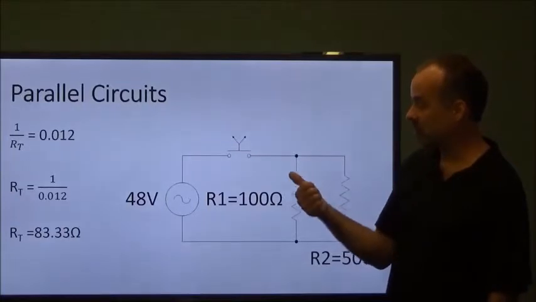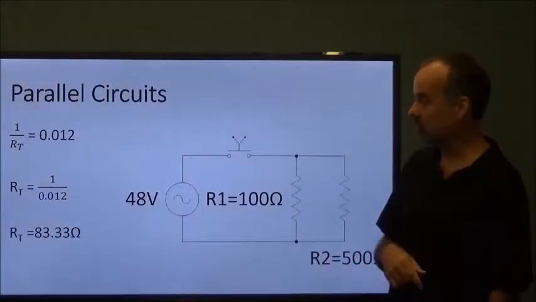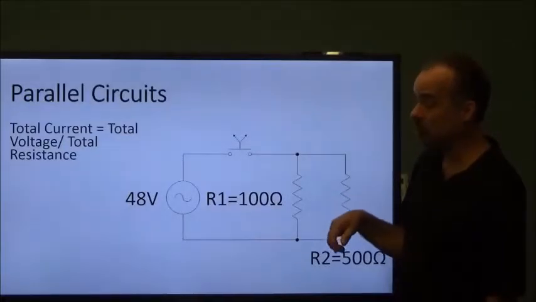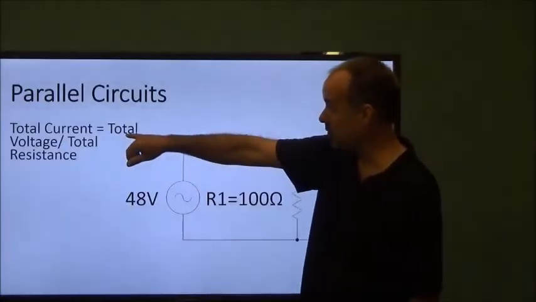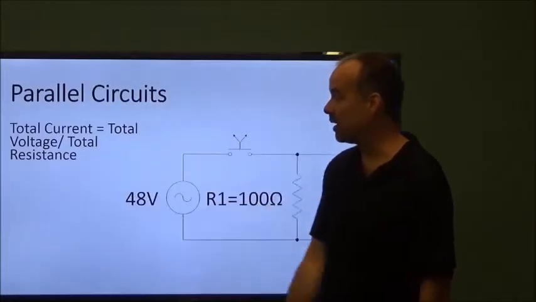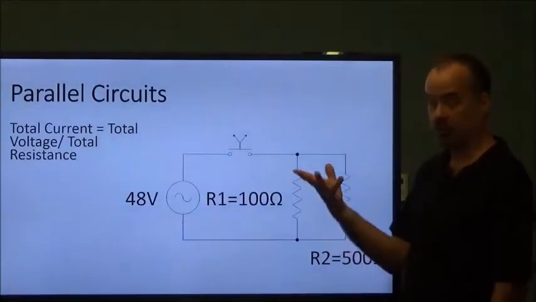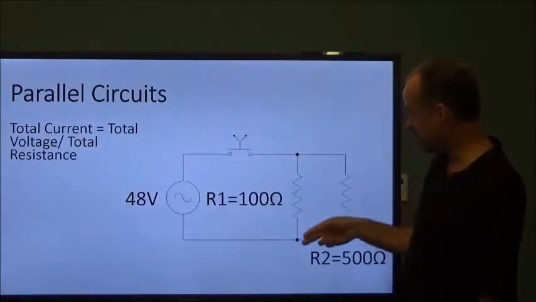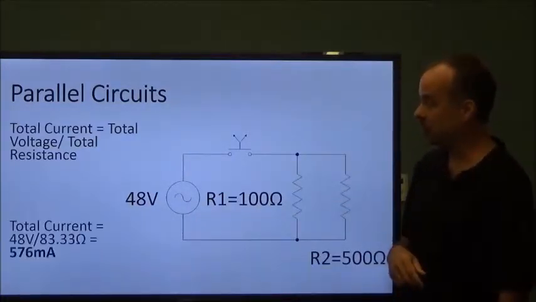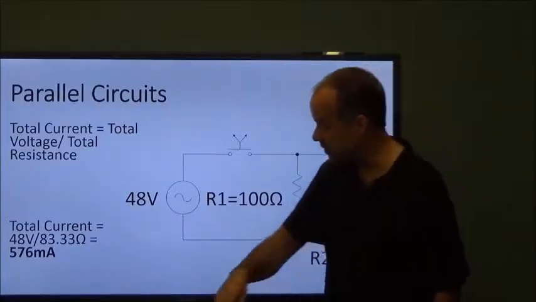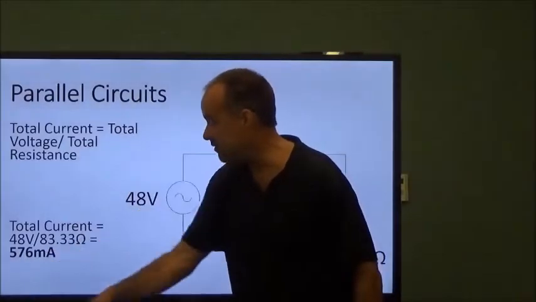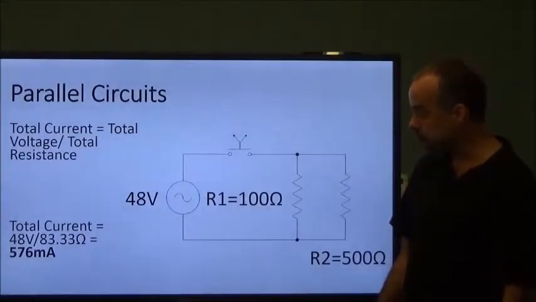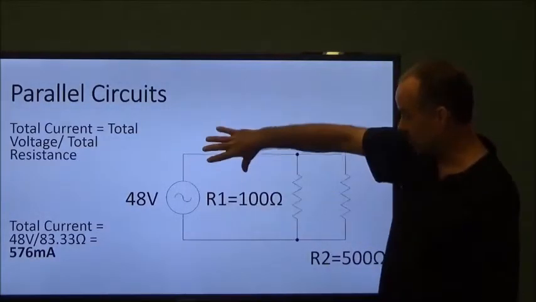So far we've determined our total voltage, we've determined our total resistance. So now let's find the total current. Total current is equal to total voltage divided by total resistance. Well, now we know those two values. So if I take my 48 volts and divide it by my total resistance of 83.33 ohms, that comes up to be 0.576 amps, or 576 milliamps. So that's the total current in this circuit.